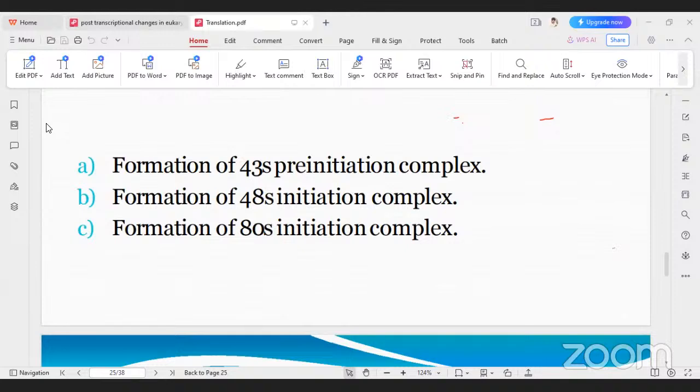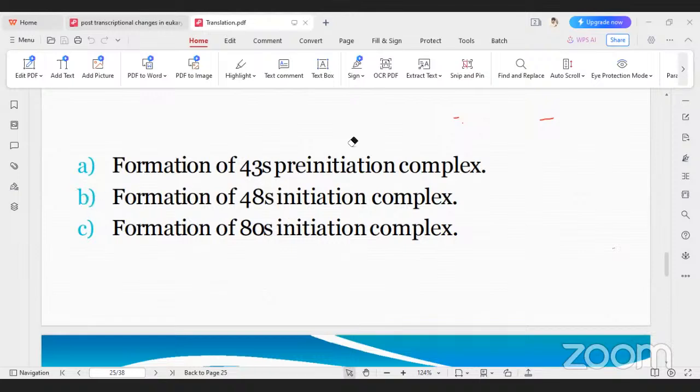In initiation, what is the first step? mRNA. I am not asking about requirements. Those are the requirements: mRNA requirement, amino acid requirement, ribosome requirement. They are the requirements of the translation process. But I'm asking what are the initiation steps? First is activation of amino acid. Second, ternary complex formation. That is right: the activated amino acid is bound to the tRNA. That's it. Next 43S, 48S.